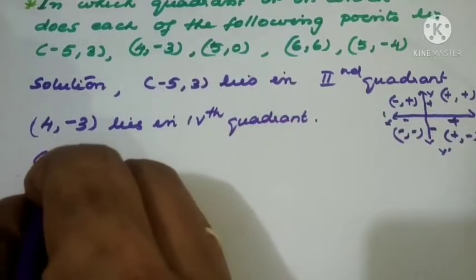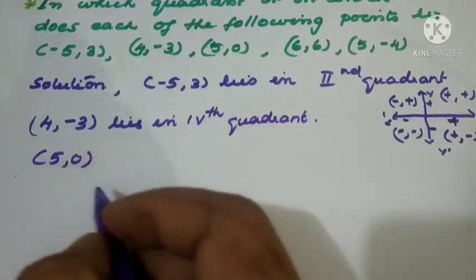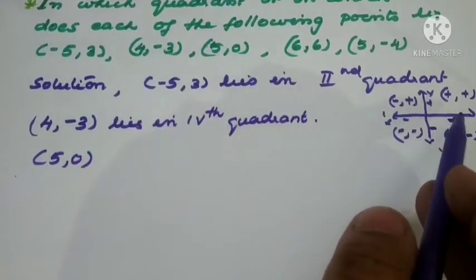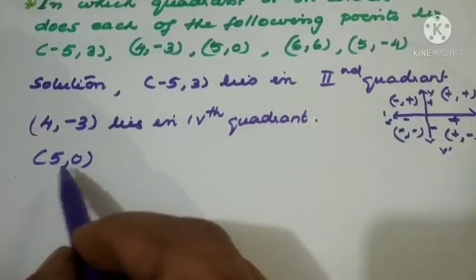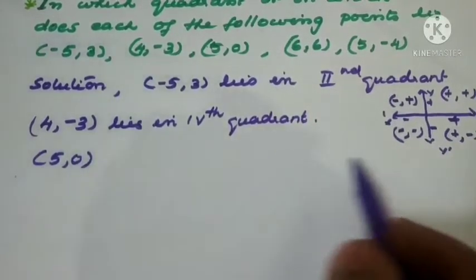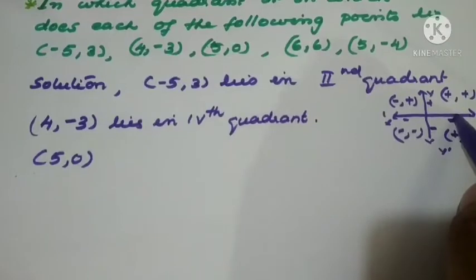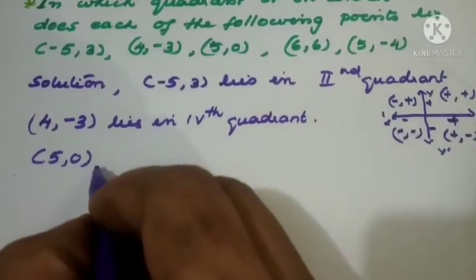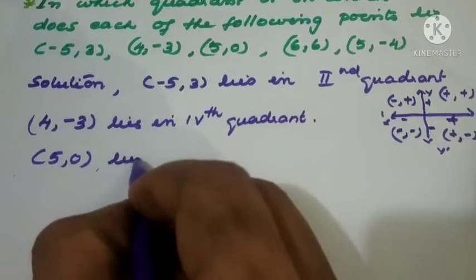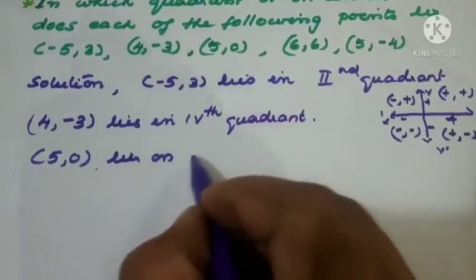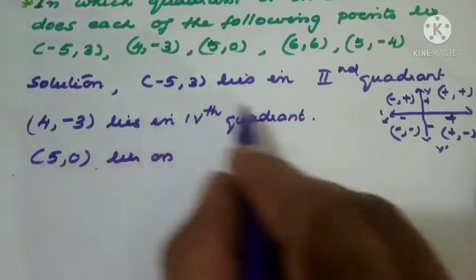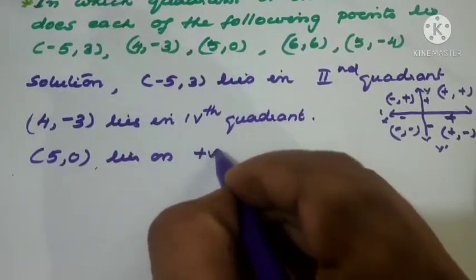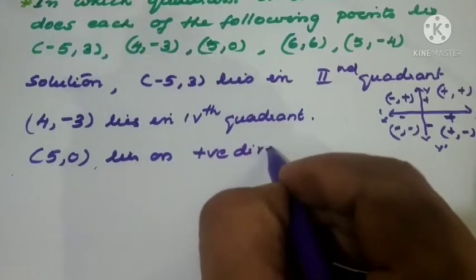What is the third point? (5, 0). When we go to (5, 0), it is on the x-axis only, because the x value is there, the y value is 0. So it is on the x-axis. On the x-axis all the y values are 0 only. So (5, 0) lies on the x-axis, in the positive direction, because it is a positive value.